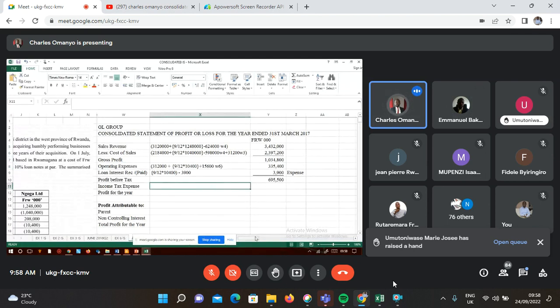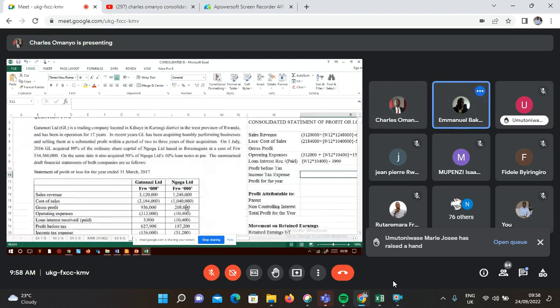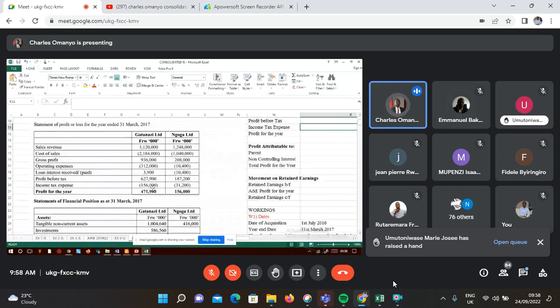Let's go to income tax. Income tax is 156,000 plus 31,200.